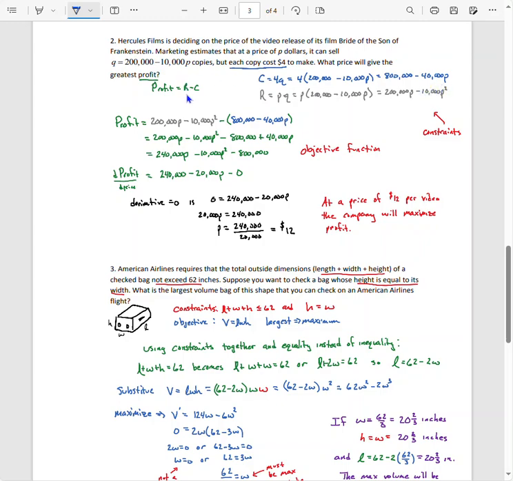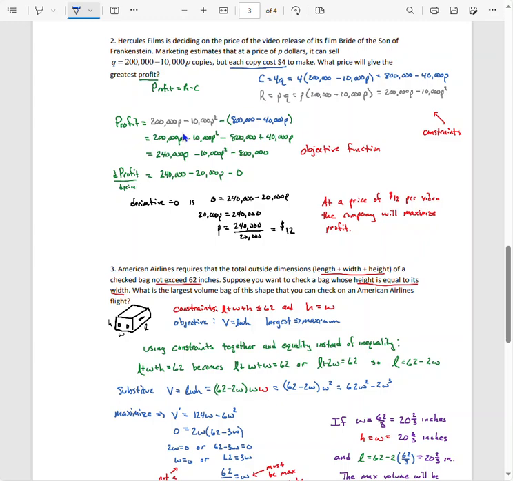But we also need revenue. Revenue is always price times quantity, and price is P, quantity Q given by our equation. We can multiply to get a revenue of 200,000 P minus 10,000 P squared, and these will be our constraints. We'll use these two to make the profit.